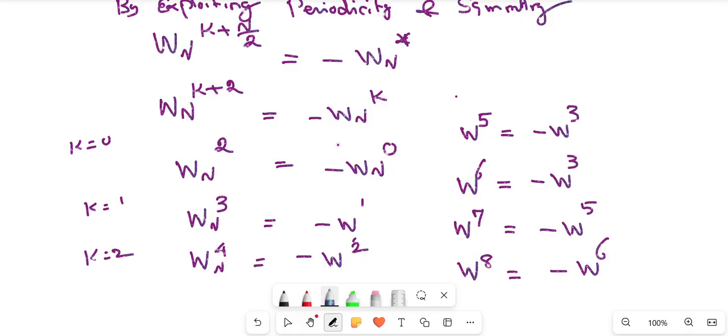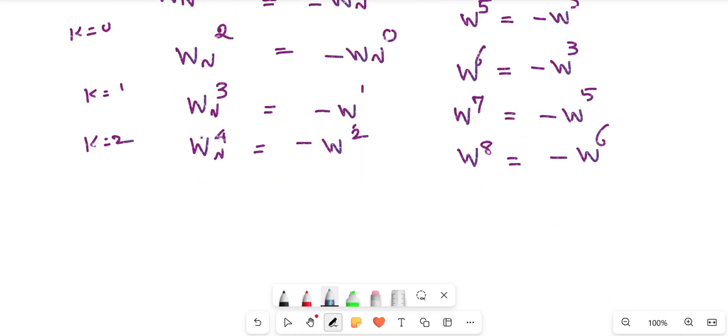For example, for the given N-point, one example we will take. Find the DFT for the sequence 1, 0, 2, 4, 5.